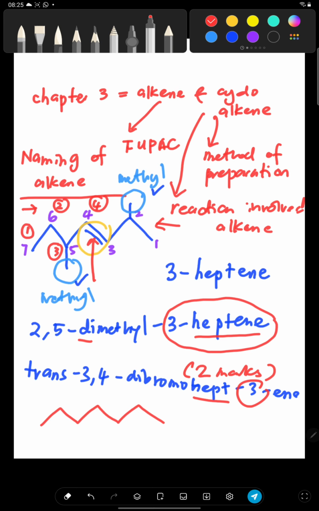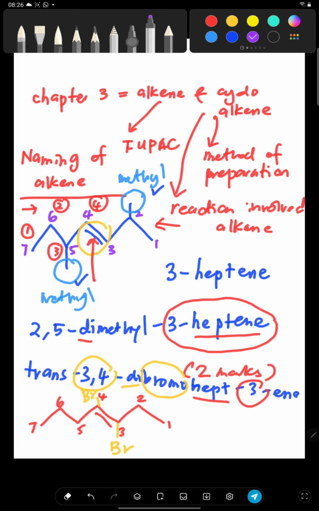So here is 3, right? If you need to draw the structure for alkene, you can choose whether to count from here or from here. It's up to you. 1, 2, 3, 4, 5, 6, 7. After that, it states bromo and di, meaning there are 2 bromine groups in this structure. At which locations? Locations 3 and 4. So you need to put bromine at carbon number 3, and another at carbon number 4.